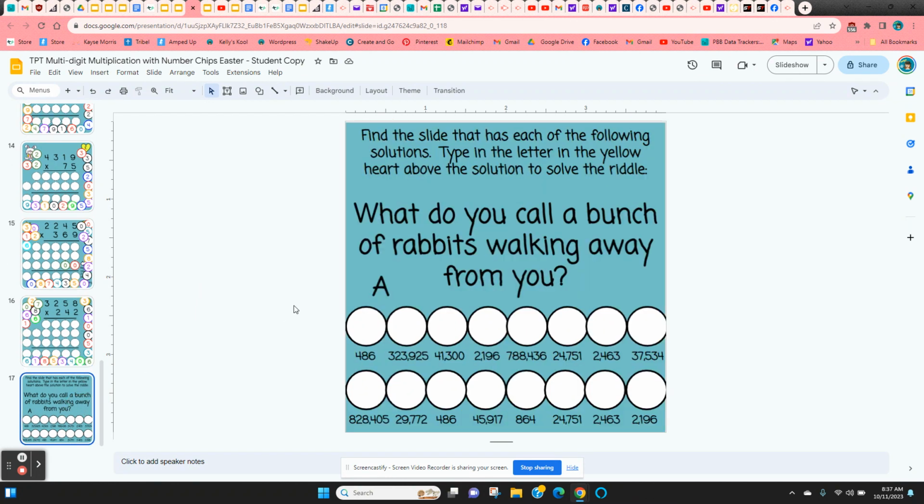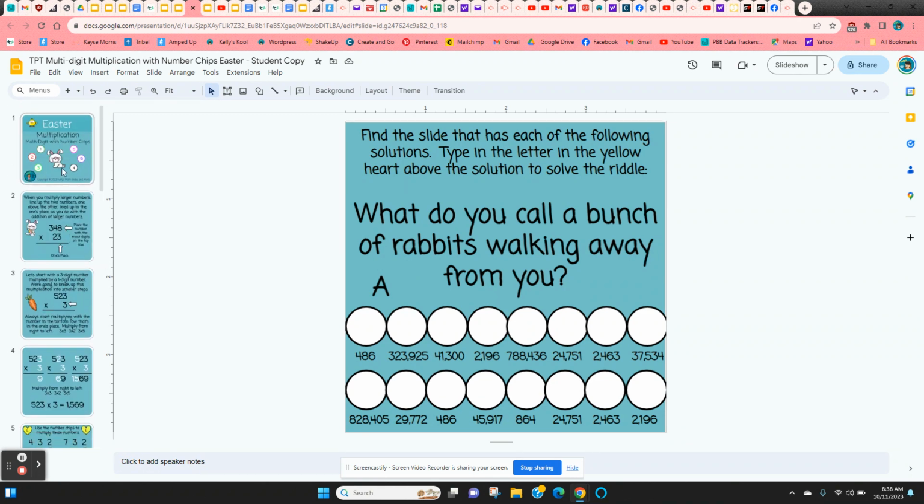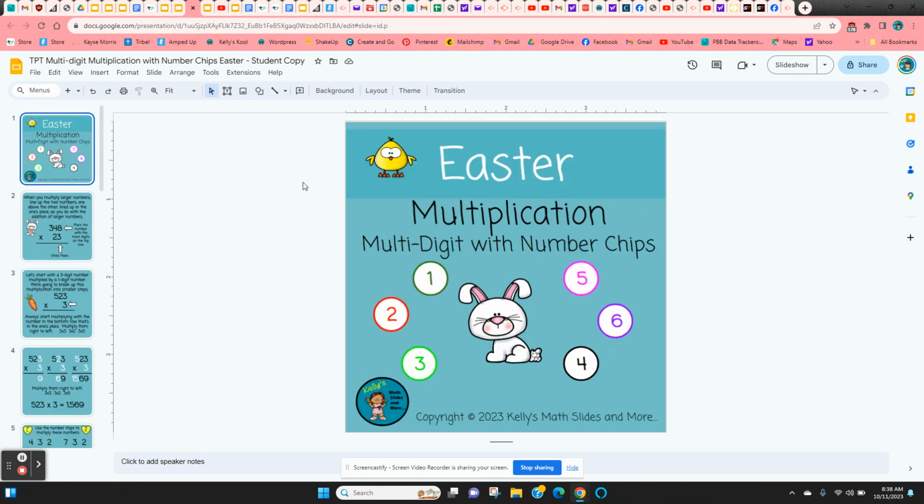Now, when they get to the last slide, they've got an Easter riddle. And they're just going to go back through the previous slides, find each of these products, and take that letter that's in the yellow heart, and they're just going to type it in above its answer. And it should solve the riddle. So that is the Easter version of multiplying with multi-digit numbers.